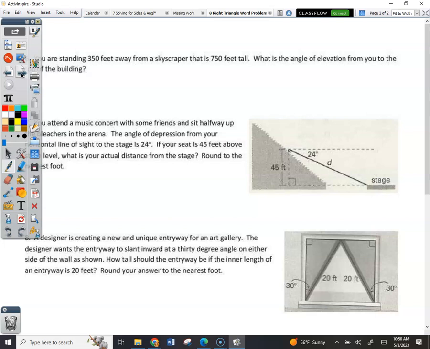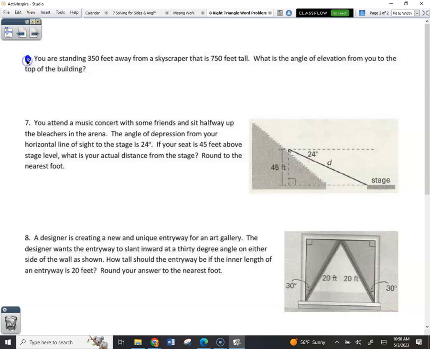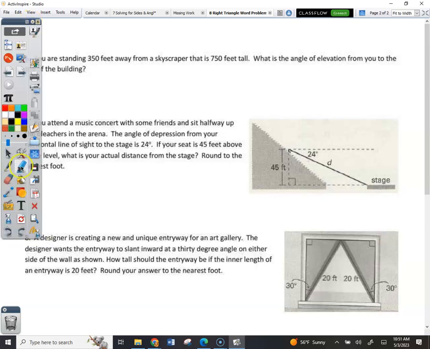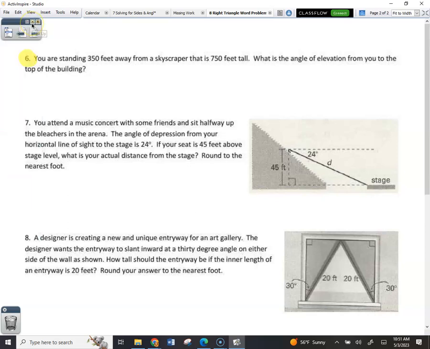Number 6, I want you to do it by yourself for homework. It is exactly like the billboard problem, but this time you're finding the missing what? Angle. It says, what is the angle of elevation, which means what's the angle that's with the bottom of the triangle? So it's an inverse trig problem. But it's going to be like the billboard in terms of drawing it, labeling it. A skyscraper, if you've ever been to Nashville, Knoxville, or Atlanta, is just an exceptionally tall building. Okay? So if that bothers you, think of it as another billboard problem.